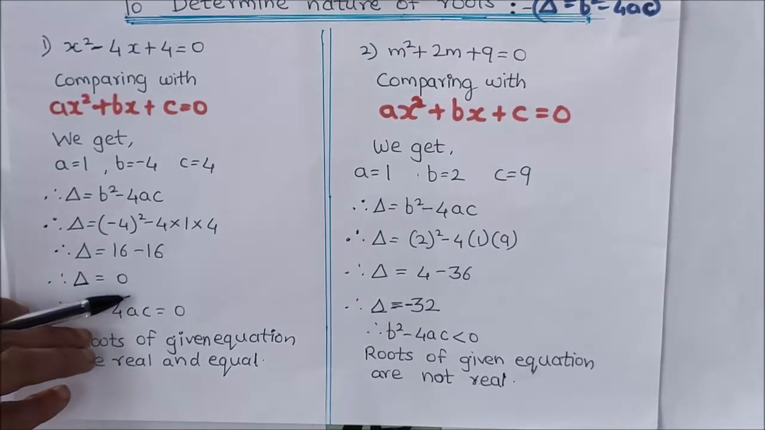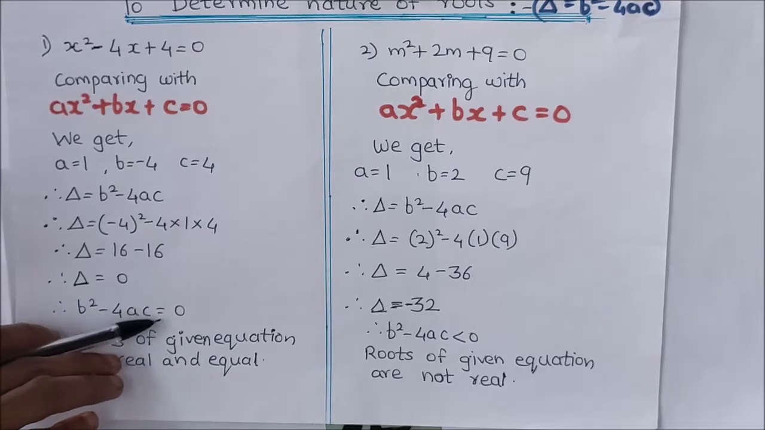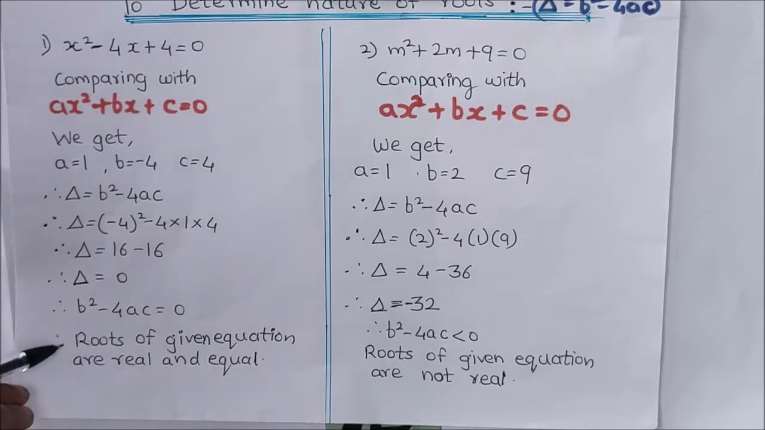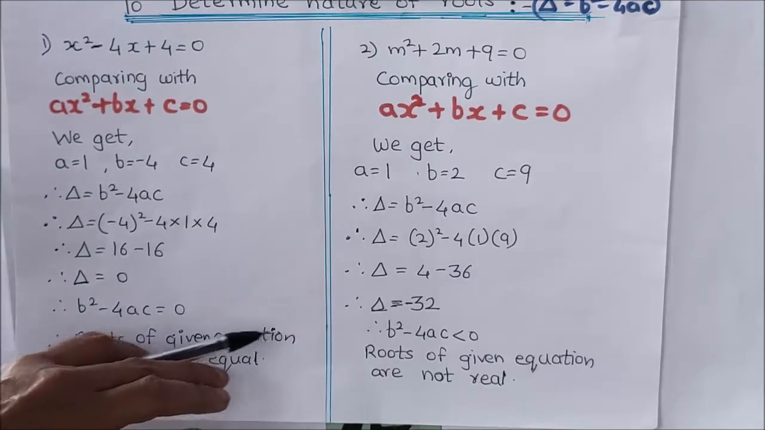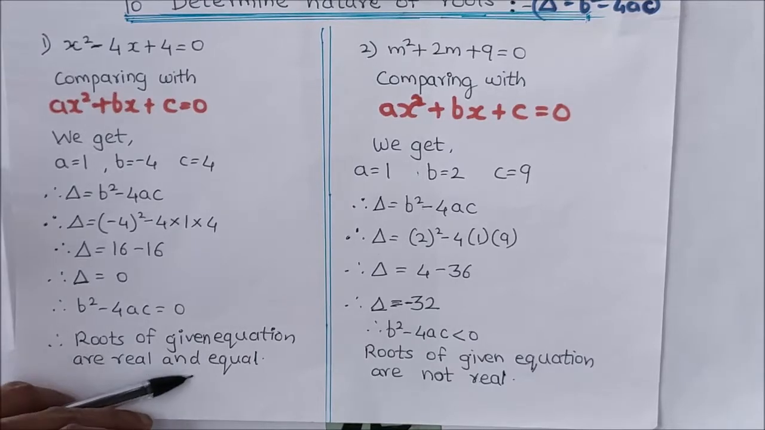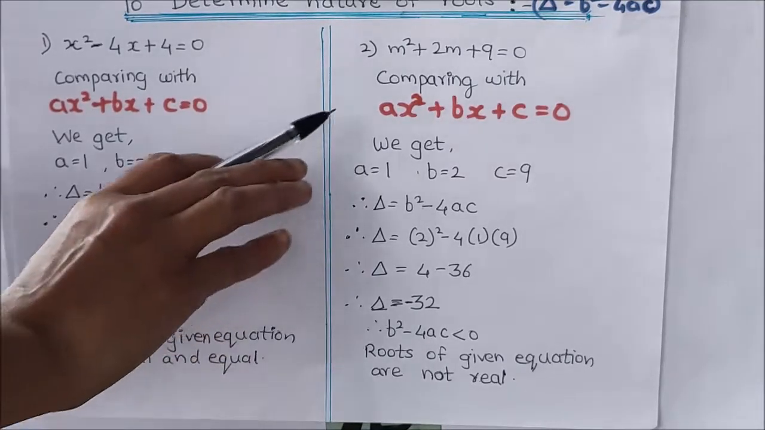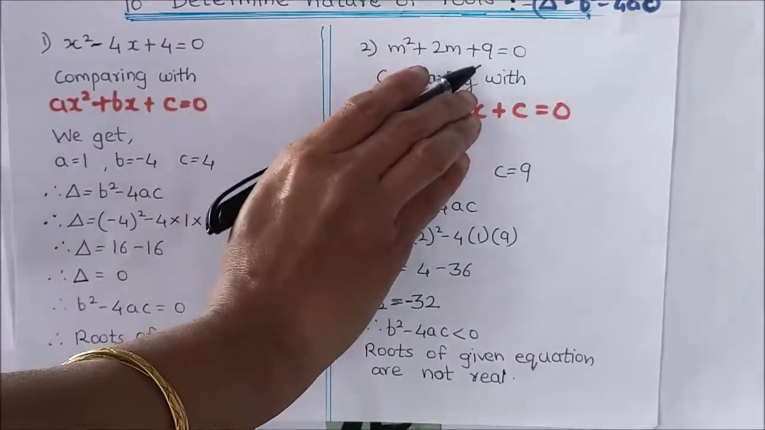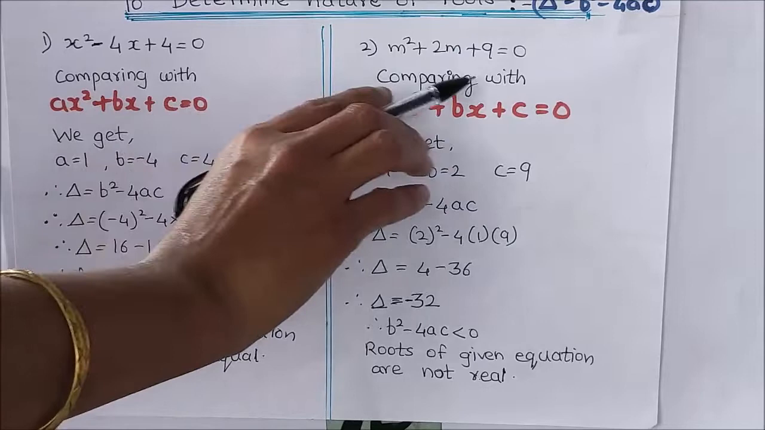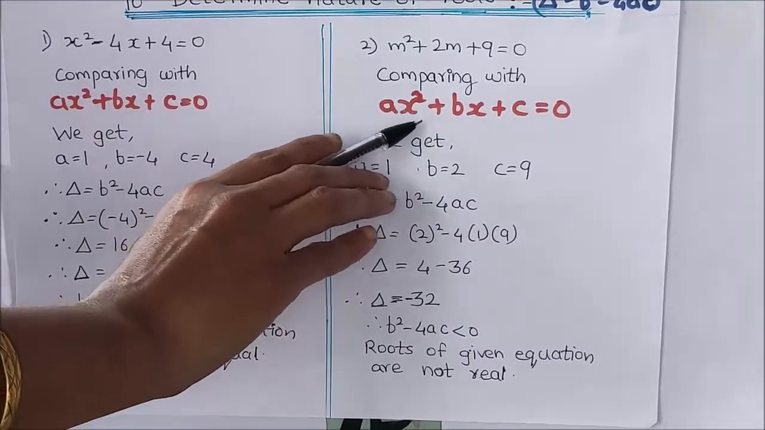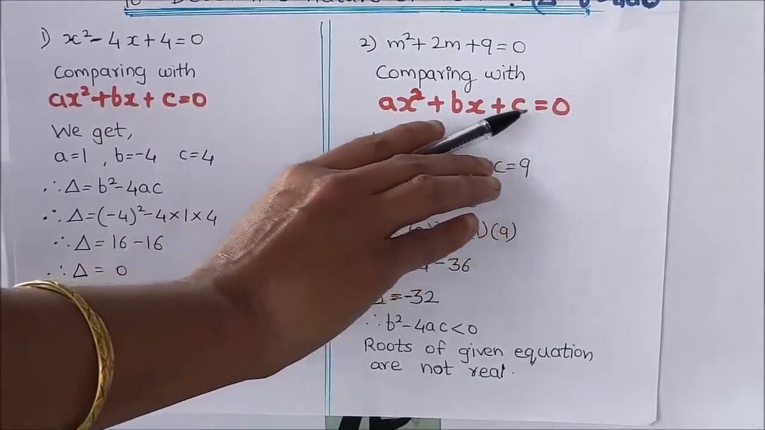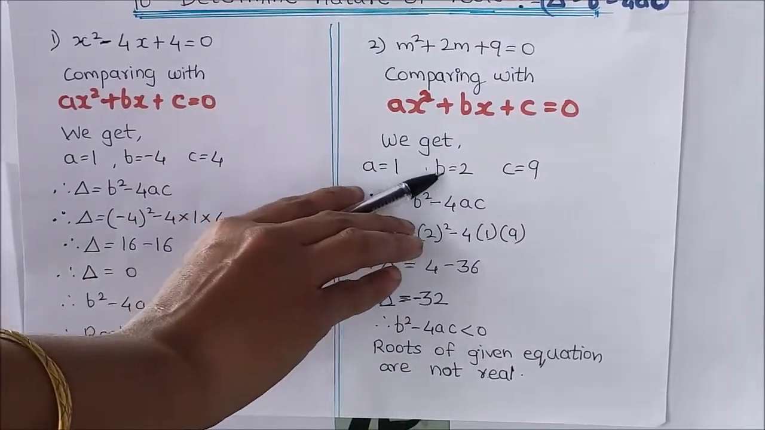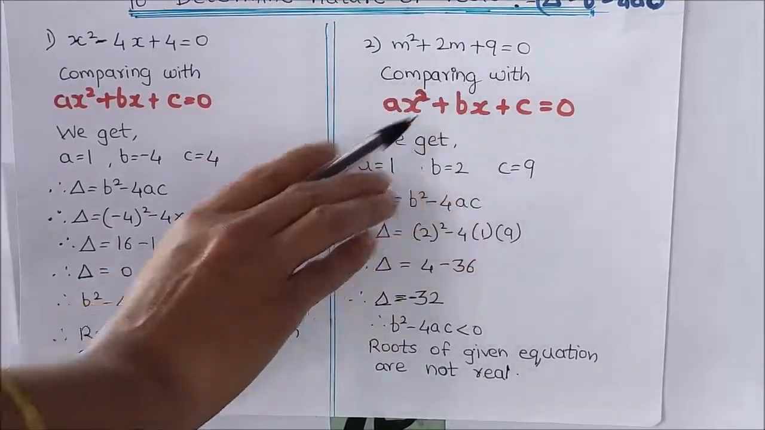Here we got delta equals 0, that is b square minus 4ac equals 0. When we get b square minus 4ac equals 0, we say the roots of the given quadratic equation are real and equal. In the second example, it is given as m square minus 2m plus 9 equals 0. Comparing with the general form ax square plus bx plus c equals 0, we get a equals 1, b equals minus 2 and c equals 9.